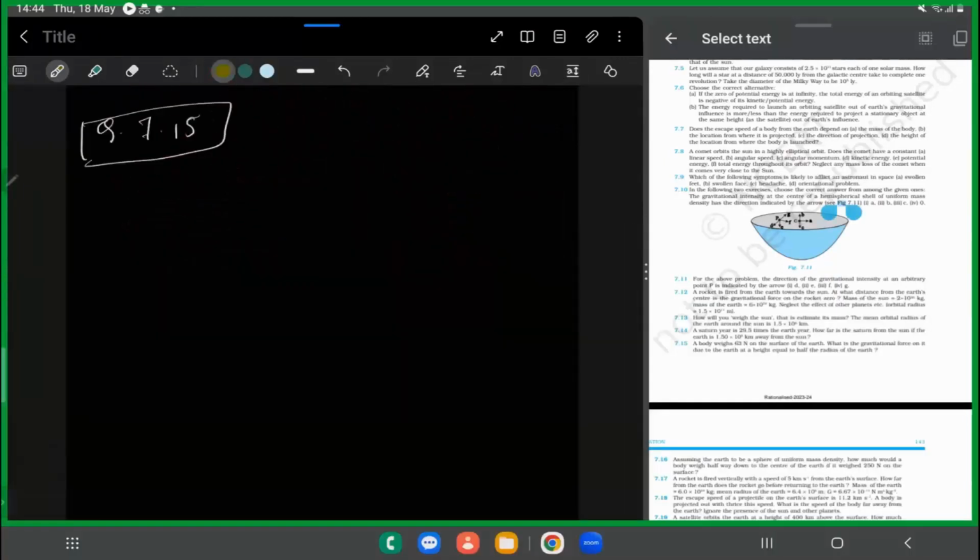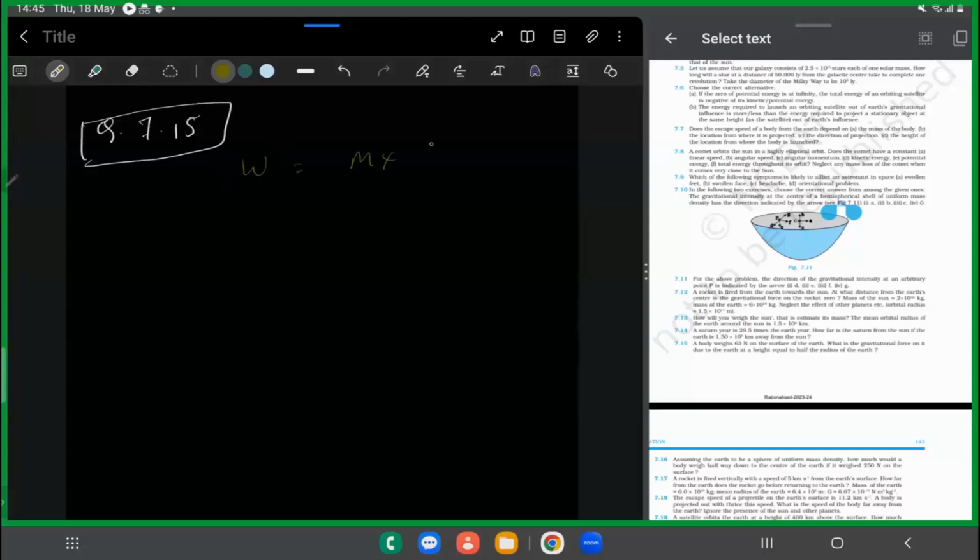Question number 7.15 says that a body weighs 63 Newton on the surface of the Earth. What is the gravitational force on it due to the Earth at a height equal to half of the radius of the Earth? So you know that weight equals mass into acceleration due to gravity. So this is the weight.